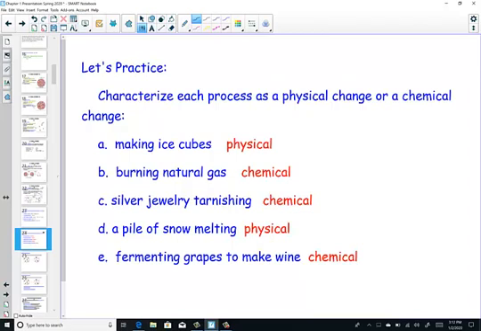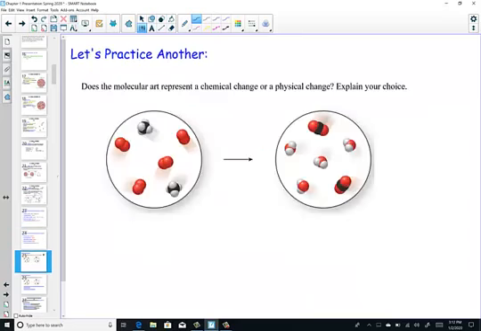Great. Here's another one to think about, really kind of wrapping up. It says, does this molecular art represent a chemical change or a physical change? And let's explain our choice. The heart of this answer lies in looking at the organization of the molecules. We'll learn that this red molecule represents diatomic oxygen, and if we don't know that, it doesn't matter. We could just use general letters. Let's call the red ones B.